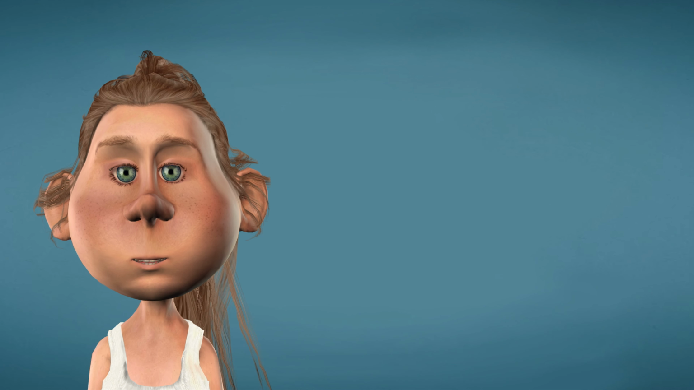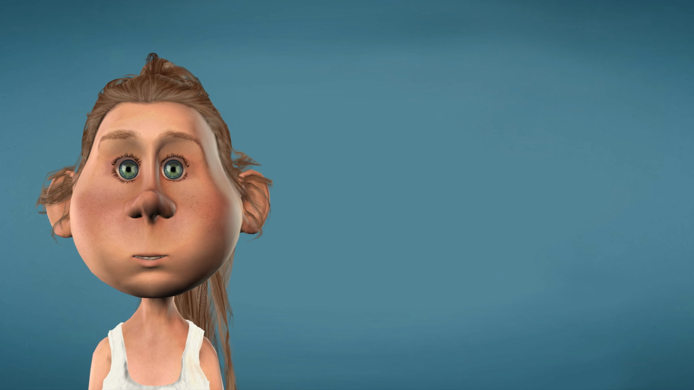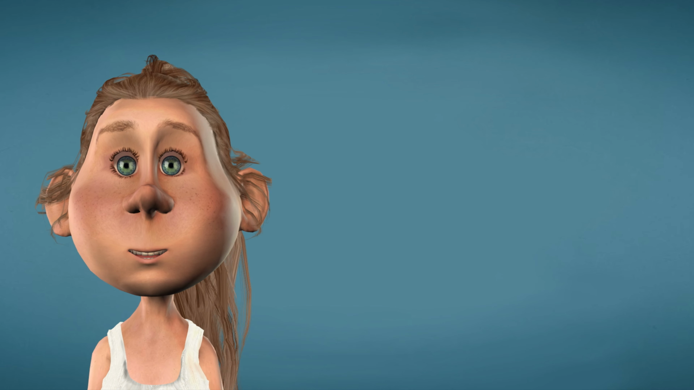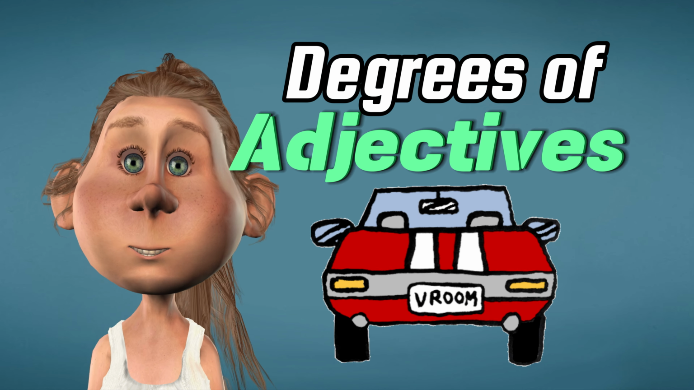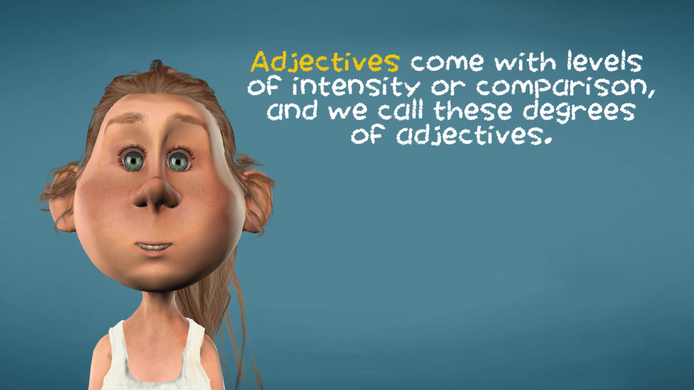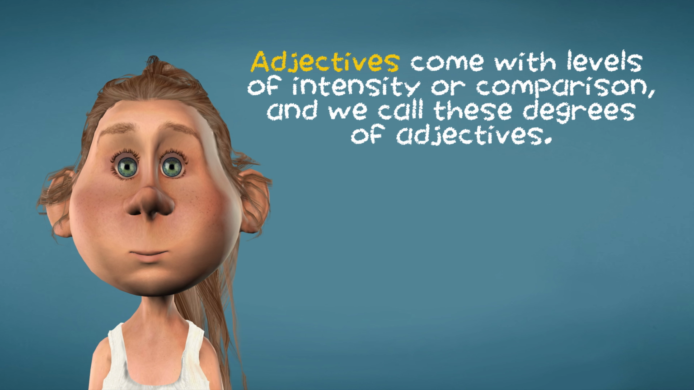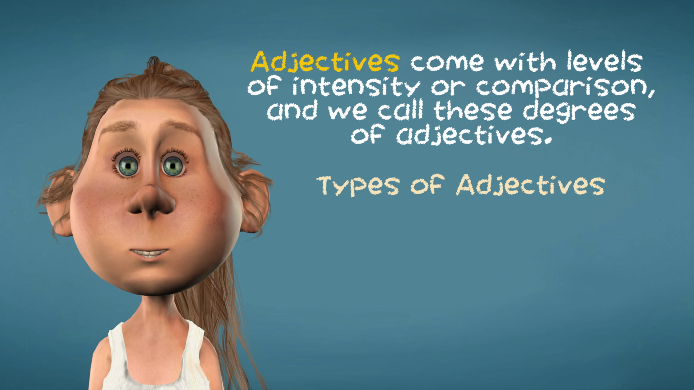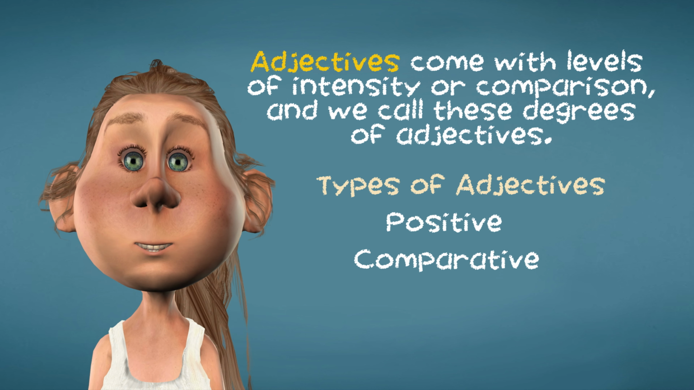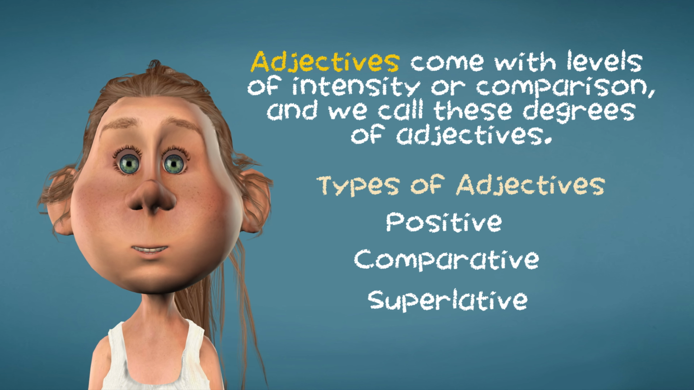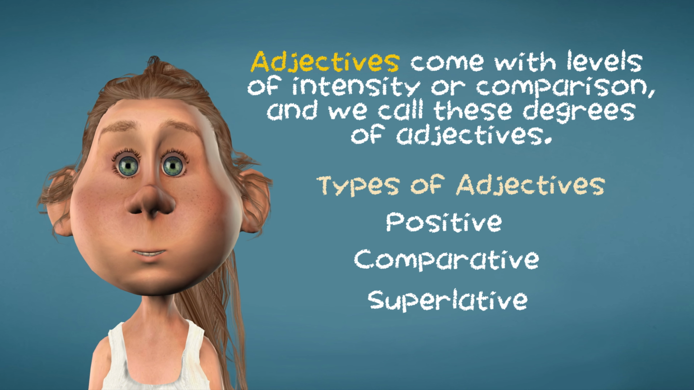Ever wondered how to express comparisons or intensities in descriptions? Hello there! In this video, we unravel the magic of degrees in adjectives. Adjectives come with levels of intensity or comparison, and we call these degrees of adjectives. There are three main types: positive, comparative, and superlative. Each degree tells us something different, whether we're describing, comparing, or setting a record. Let's break it down with examples.